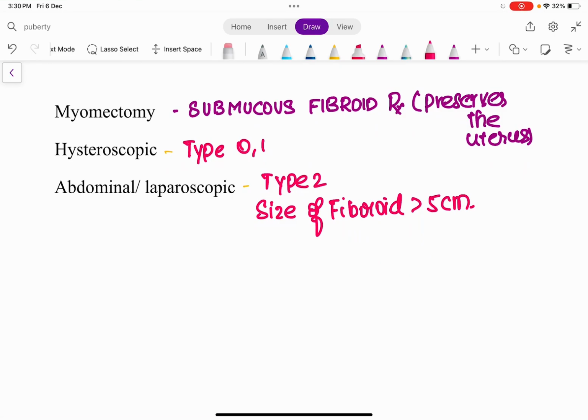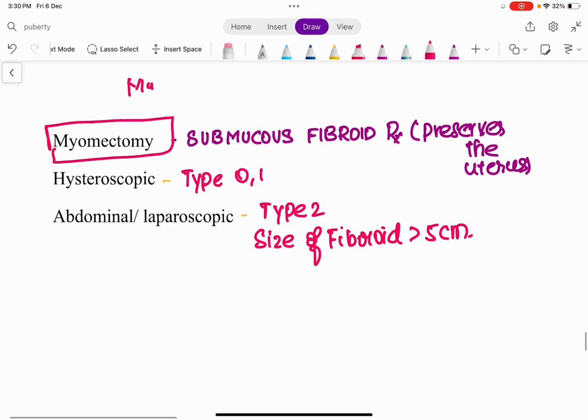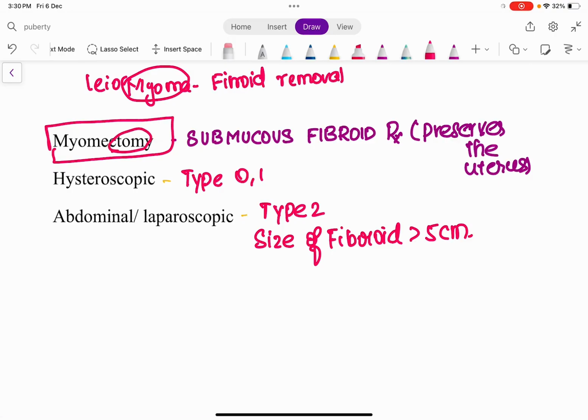Now I have a different management for you, and that is all about myomectomy. What do you mean by myomectomy? As I explained in the previous module, myoma means leiomyoma, that is fibroid, and ectomy means removal. So basically you're going to remove the fibroid. How can you remove the fibroid? You can remove the fibroid only when it is present in the uterine cavity. And what fibroids are situated in the uterine cavity? The submucosal fibroid. Submucosal fibroid is situated entirely inside the uterine cavity.